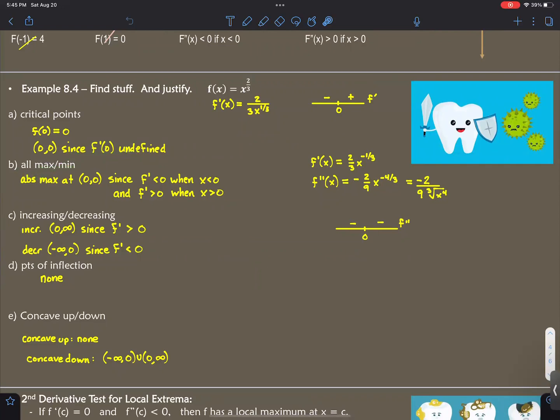Finding max and min. It doesn't even specify type, so I guess we have to find all. I said absolute max at 0, 0, since f prime is, oh, that's actually a typo, isn't it? We should say absolute minimum at 0, 0, because we're switching from negative to positive. That's a minimum there. In fact, let me just make sure everyone is super clear with that. That is a minimum. And that's actually the only one.